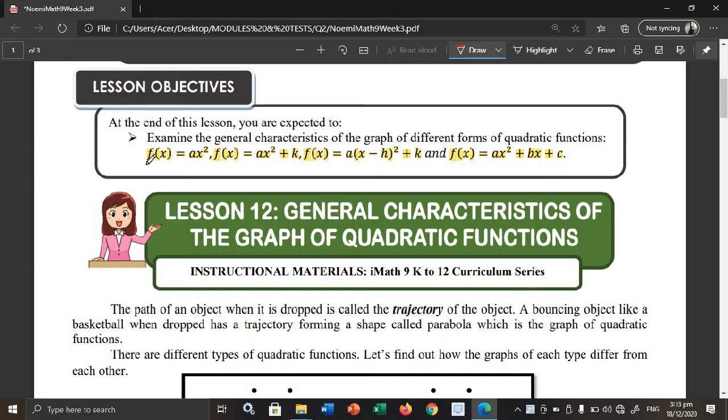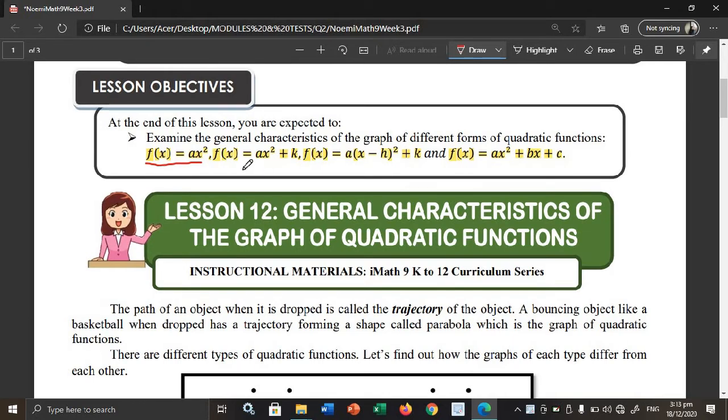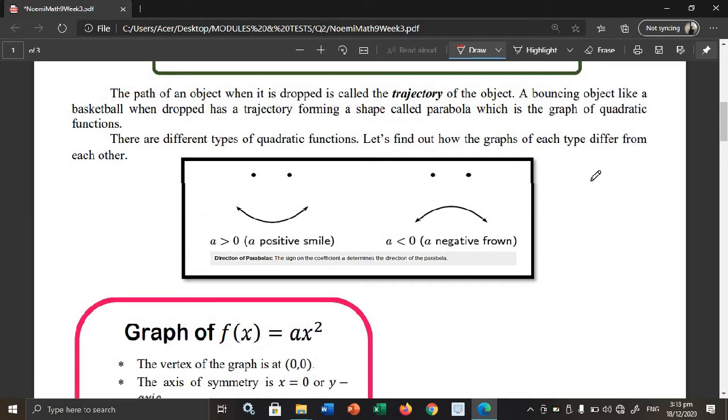So this is the first one. And then this is the second one. This is the third one, which is quadratic functions in its vertex form. And then the last one is quadratic functions in their standard form, or standard form of quadratic functions. Okay? So, yeah. Sila yung apat na i-observe natin yung characteristics ng graph. Okay? So, let's move here.